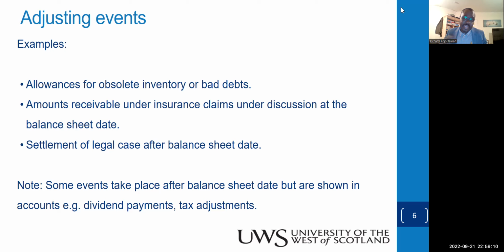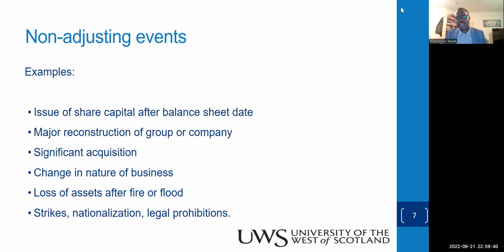But to which period does it occur? Previous period or the new year? Okay? If it relates to the previous period, you got to adjust it. Some events take place after balance sheet date, but they are not shown in the accounts. Okay, dividend payments, tax adjustment by the tax authorities. So take note of those ones and ask yourself, should I adjust it? Once they apply to the balance sheet date, you adjust it. But the non-adjusting events like the issue of new capital after the year end, that's a new period, okay?